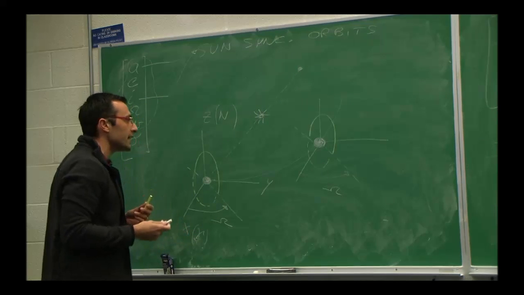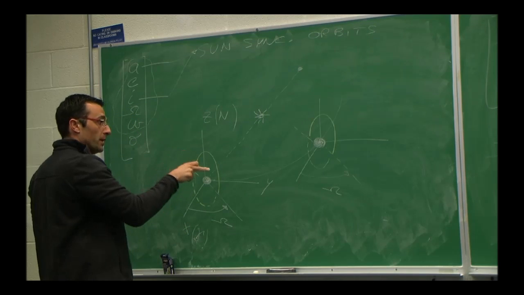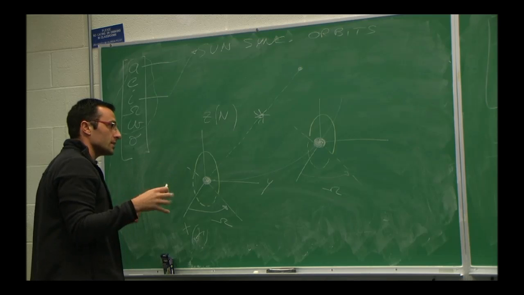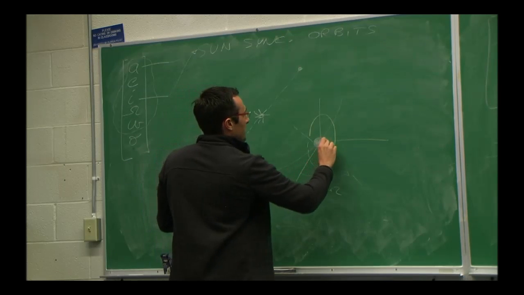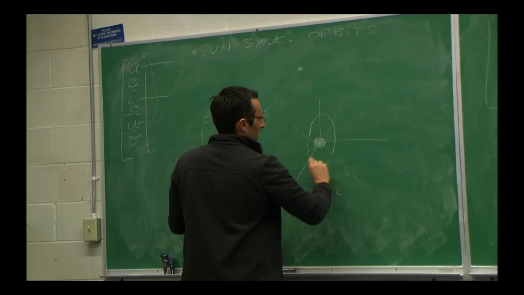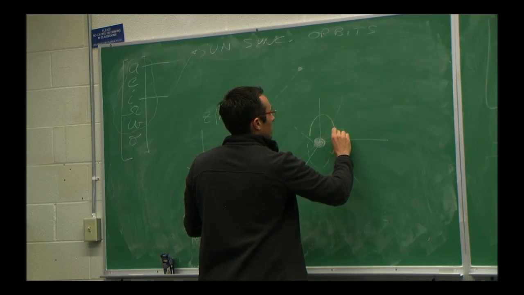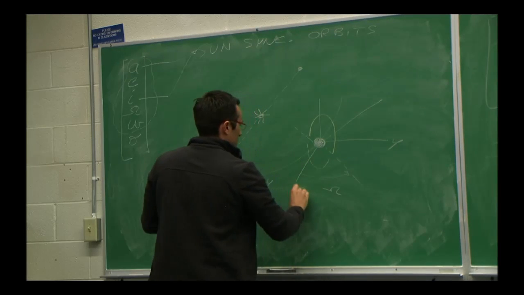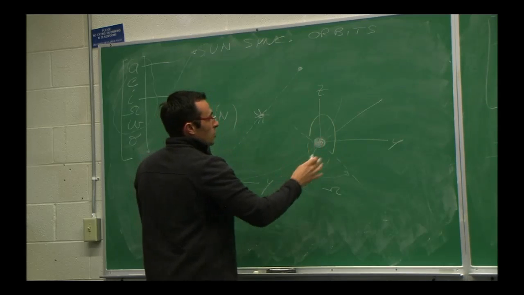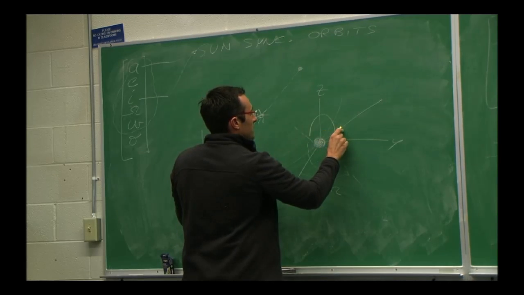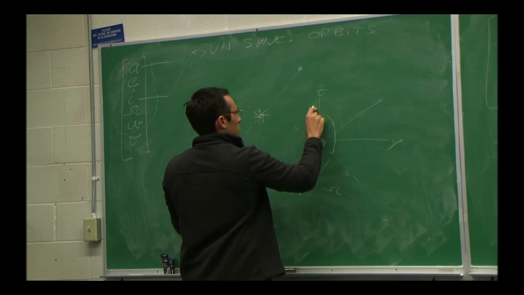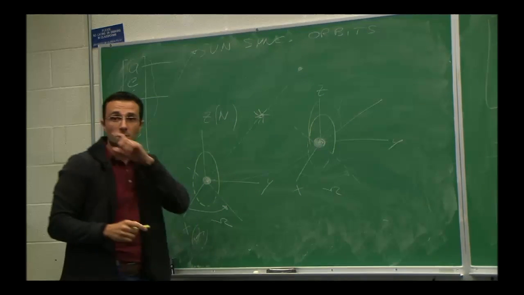What if instead I can play with that omega? So omega now is not a constant anymore, and I can have it in such a way that now the line of nodes is up here, past the y-axis. So if I were able to do that, I may still find myself in a situation where the orbit is actually facing the sun. You see that?